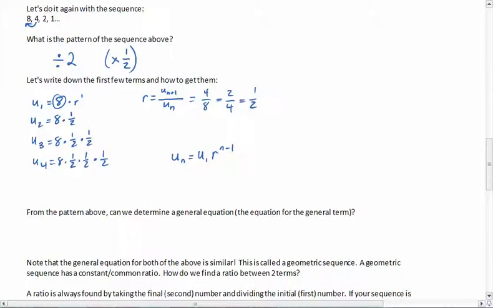So can we determine a general equation? Yes, we just did. So again, in this case, un equals 8 times 1/2 to the n minus 1 power. And that will help us get anything. Now from here, you can plug in the number, you can plug in a value, you can plug in whatever you want, and you should be able to get different pieces out.